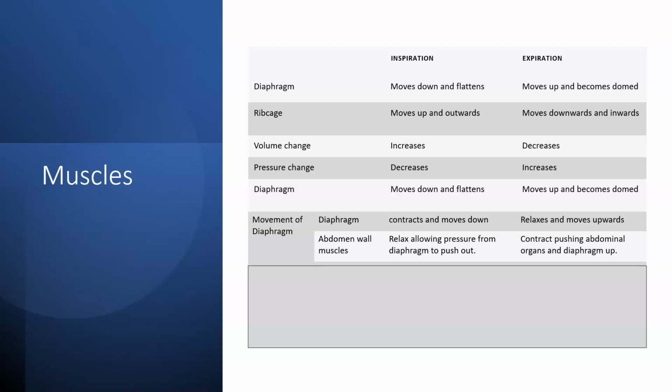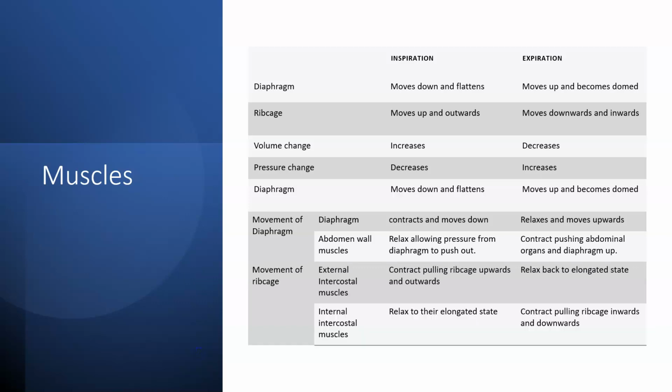When you breathe out, the diaphragm then relaxes and moves up. But to push the diaphragm up, the abdominal muscles, and those abdominal organs, okay, they've contracted, and it's pushing the organs and all that area up to push up that relaxing diaphragm.